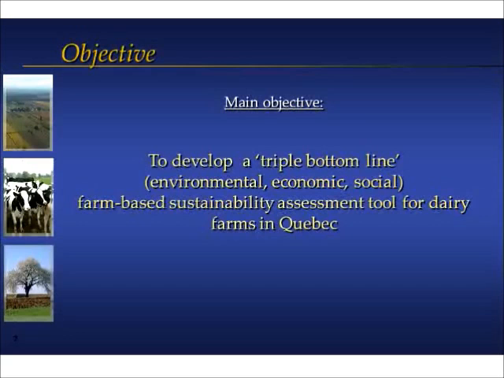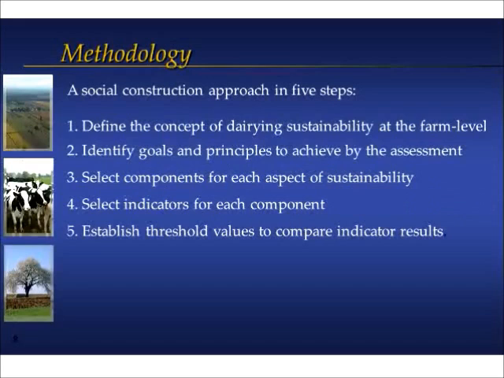Triple bottom line includes environmental, economic, and social. And the methodology is, I think, one of the main aspects of the method, because it's what we name in scientific literature a social construction. It's built with scientific advisors and farmers. And I will explain this aspect because it's very important.